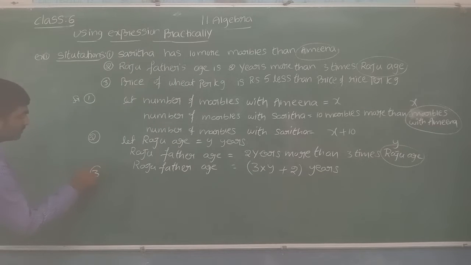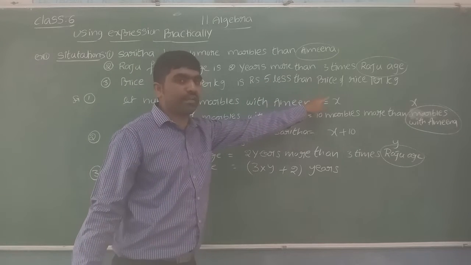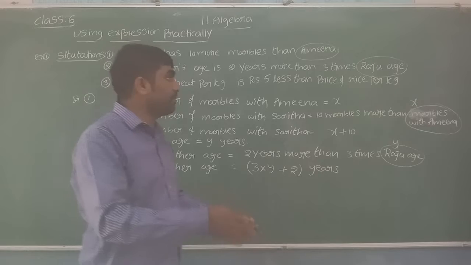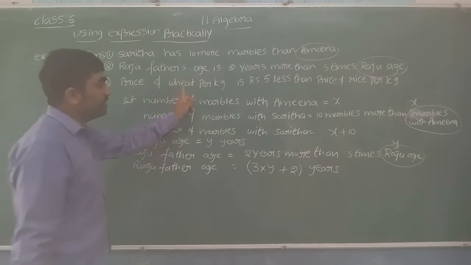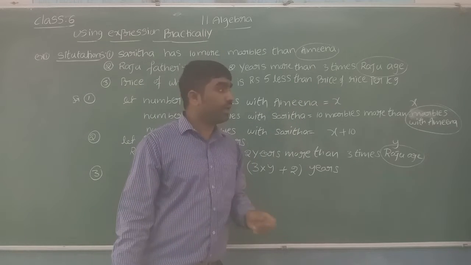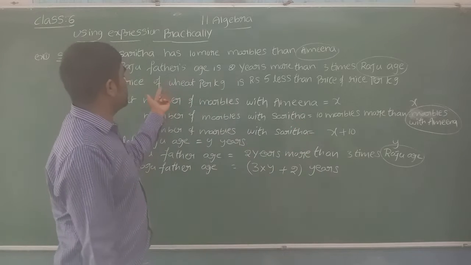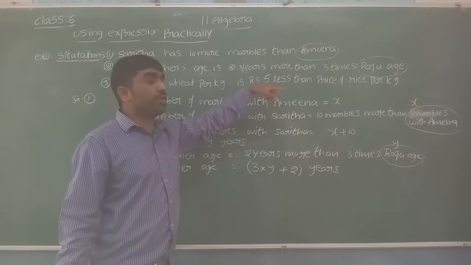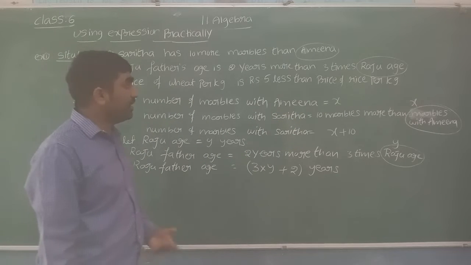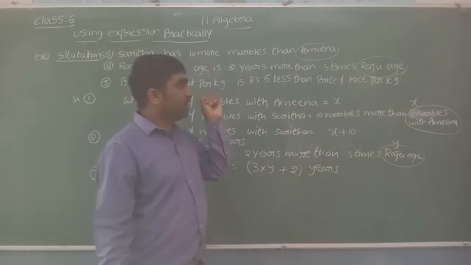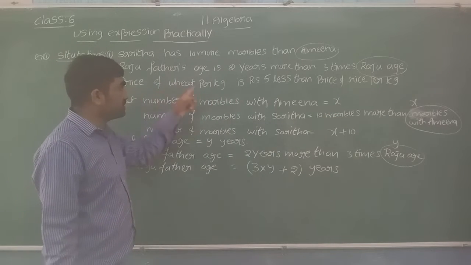Now we can see the third one. Price of wheat per kg is 5 rupees less than the price of rice per kg. Which operation can we take for less than? Minus. Here the wheat price depends on the rice price. If the cost of 1 kg rice is 40 rupees, what is the cost of 1 kg wheat? 5 rupees less, 40 minus 5, 35 rupees. It means the wheat price depends on the rice price. If I know the rice price, I can write the wheat price also.